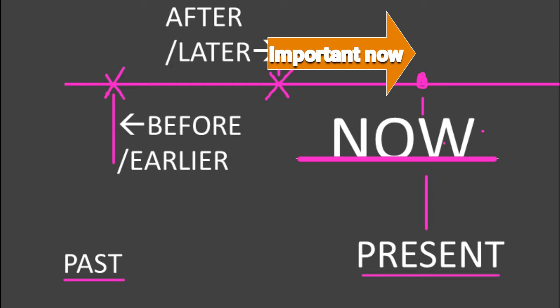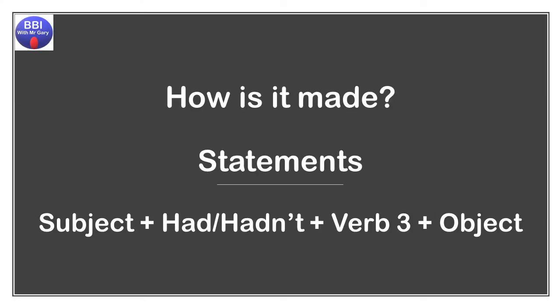So whatever the event or the events are that happened in the past are important now, and that is why we use past perfect. Right, now that we've looked at a timeline, let's look at how we make the past perfect. So for statements, it's quite easy. It's just subject, had or hadn't, plus the verb 3, which is the past participle of the verb, then just add the object. Okay, now we know the formula, let's look at an example.